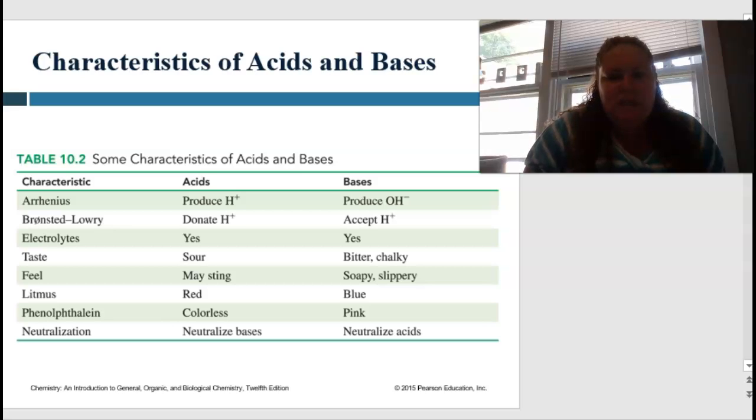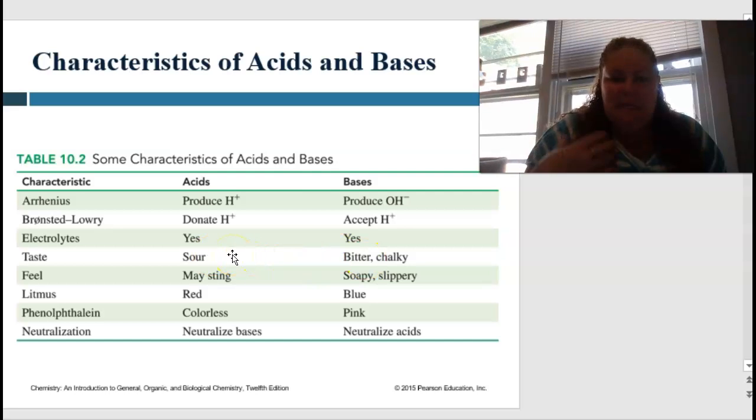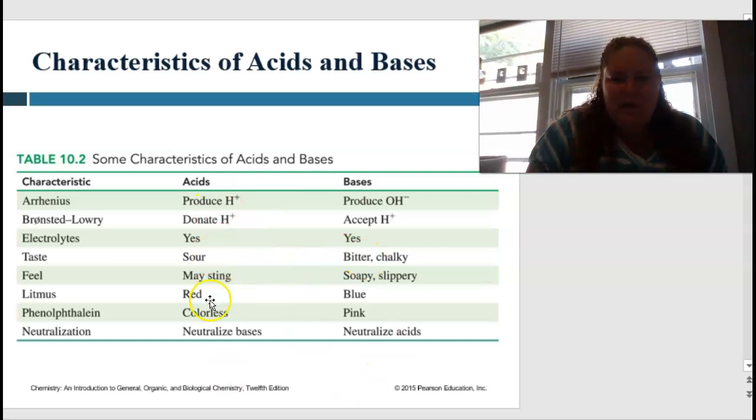So the different characteristics of acids and bases, again, here are your characteristics of acids and bases. Remember whether they donate or accept the hydrogens, what they taste like, not that you're going to be eating these, phenolphthalein, how they change the color, etc. So this is a great little summary.